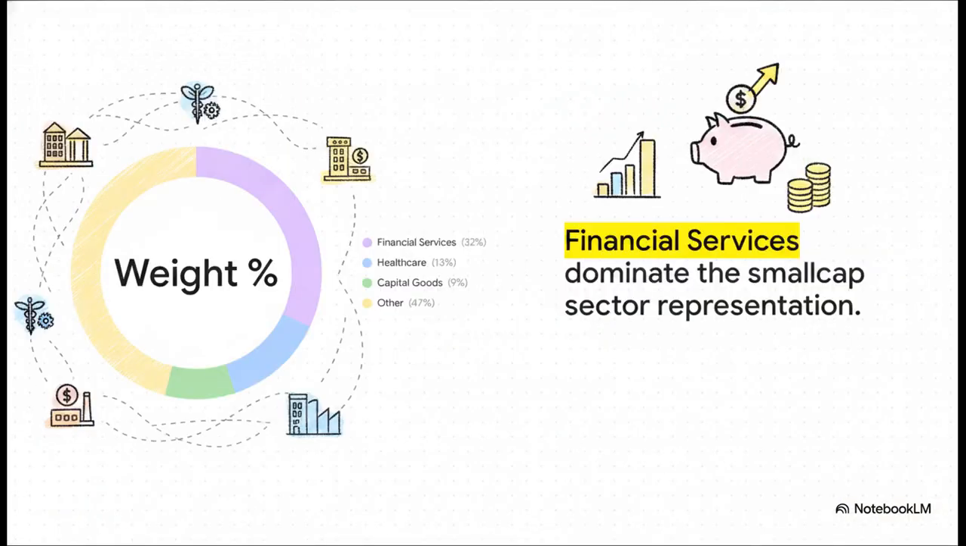When you break down the sector representation for the Small Cap 100, the narrative is super fascinating. I mean, you might expect small caps to be totally dominated by aggressive tech startups, but when we look at the numbers, we're seeing a massive weighting toward financial services at over 31%. That's followed by healthcare around 13% and capital goods at 8.5%. It really shows that smaller regional banks, specialized financial institutions, and specialized manufacturers are the true backbone here.